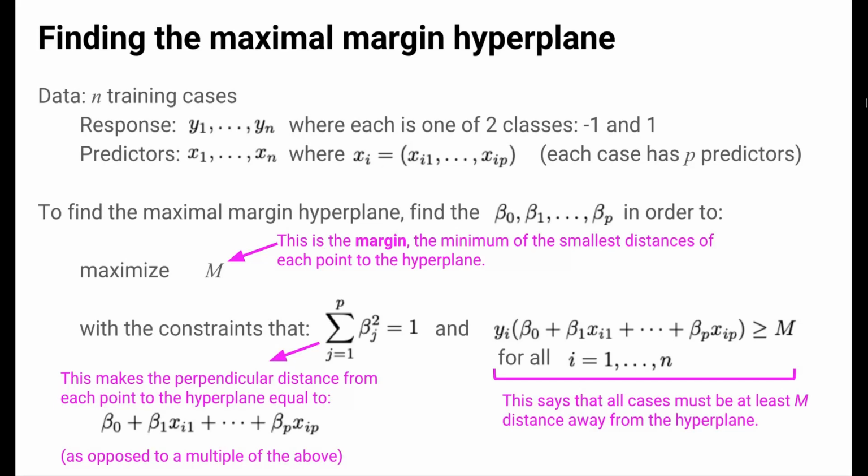And this last constraint is more of a convenience. This makes sure that the perpendicular distance from every point to the hyperplane is equal to this linear combination, as opposed to some constant multiple of this. This is just nice for interpretability.